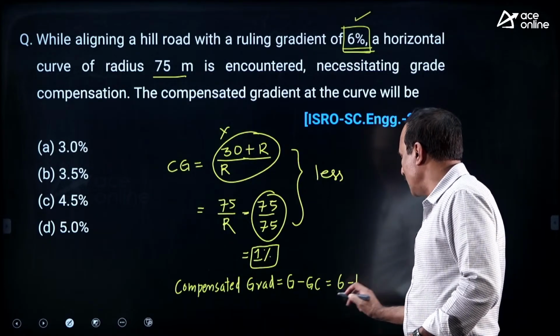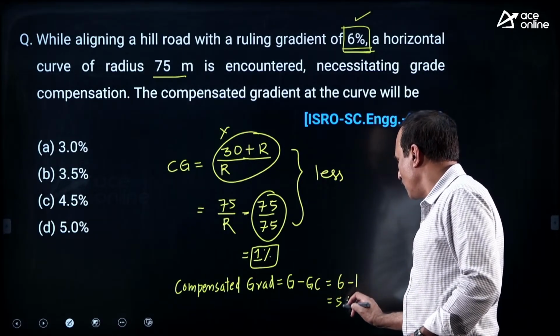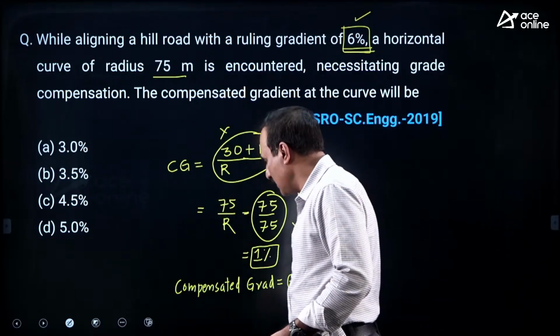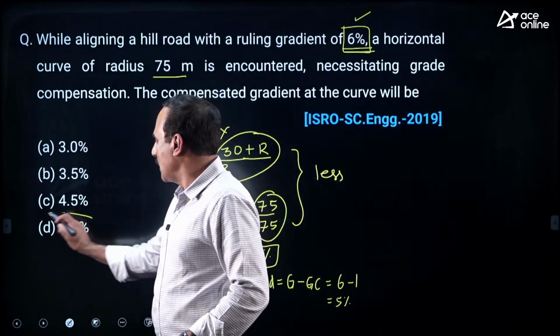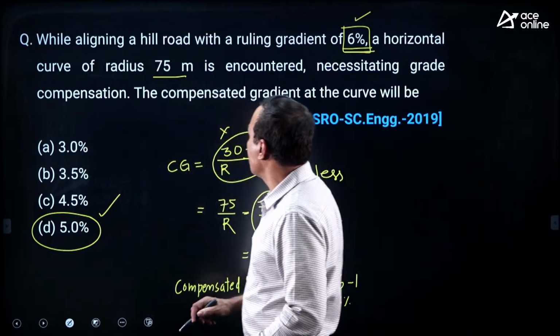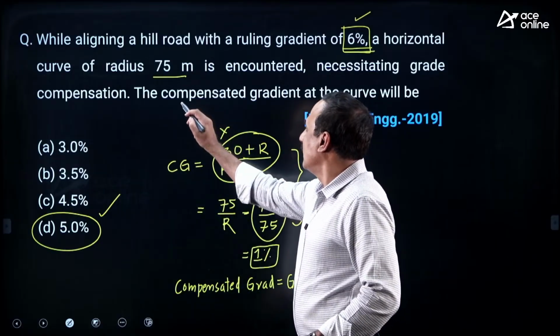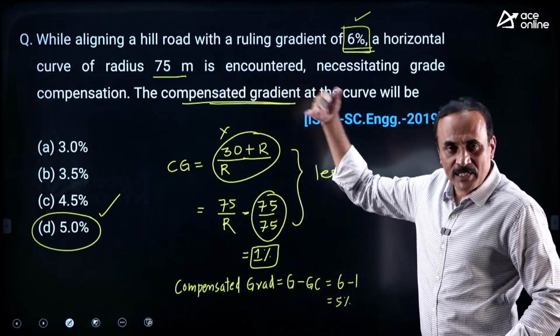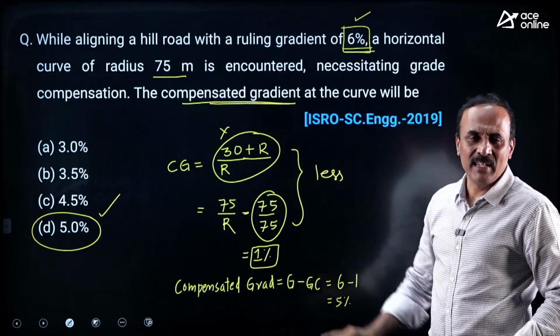So, 6 minus 1 is 5%. Whatever answer you have printed is correct. Whatever you have answered is correct. So, you can pick up the answer as 5. Actually, they are asking you compensated gradient, nothing but original gradient minus the reduction.